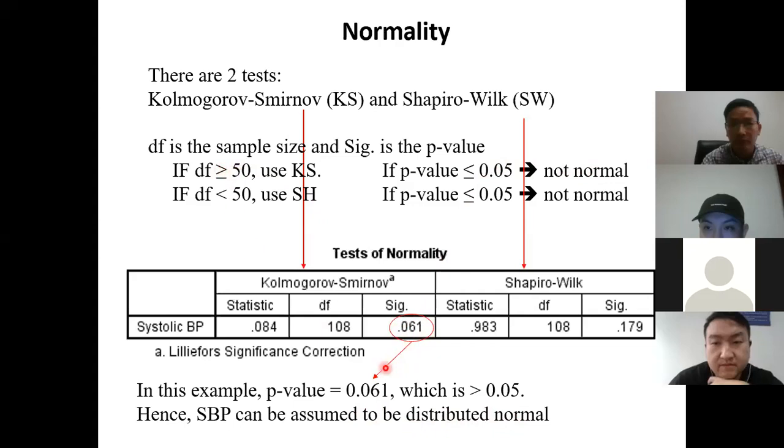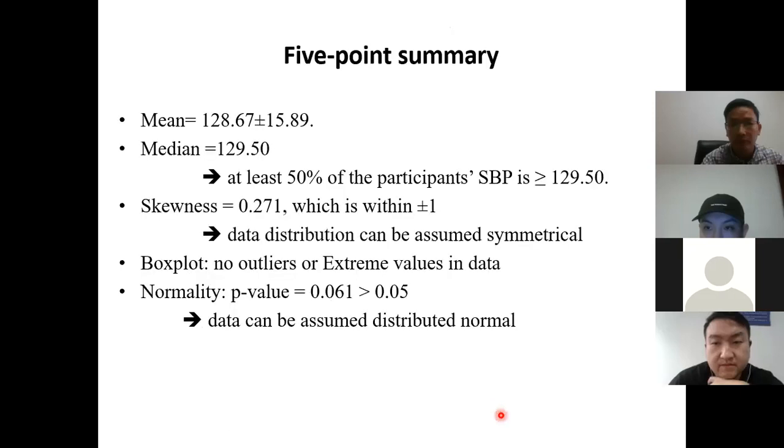First test, big sample size. Second test, small sample size. We look at the same cut point in the SIG or the p-value. Big sample, this value. Small sample, this value. So using this value, more than 0.05, conclusion, data distribution can be considered normal. Because that's normality. So whatever 5 points we discussed, we know how to evaluate it.